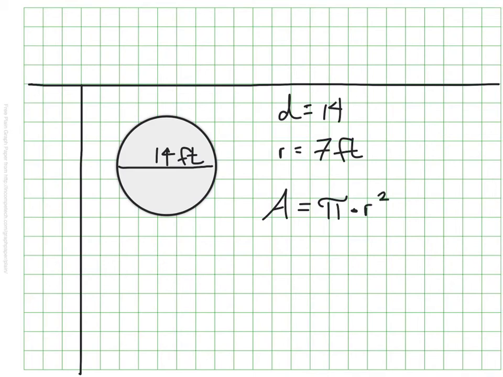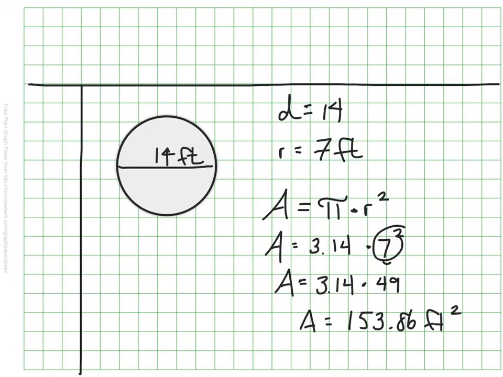You can go ahead and try that. I'll do the same thing, and then we'll make sure we have the same answer. How do we do? Hopefully we all have the same answer of about 153 and 86 hundredths feet squared. So that's how many little square feet there are inside that circle.